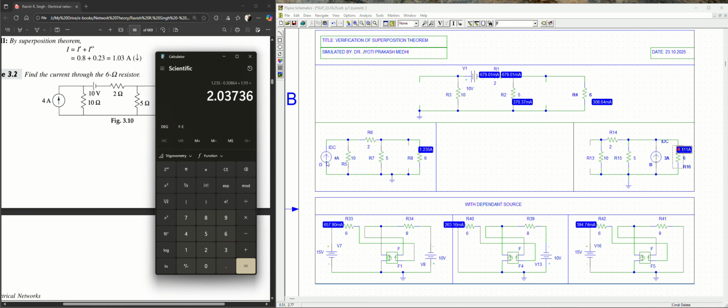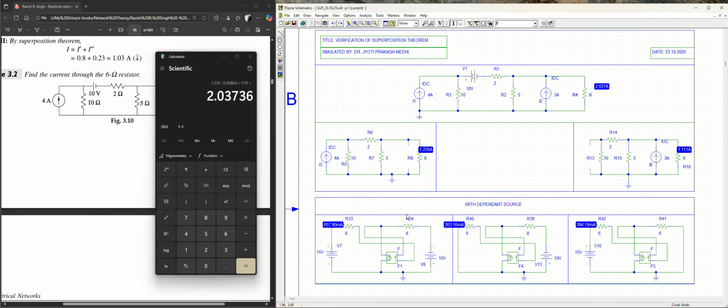If you want to verify that also, we can do it. I can get it back like this. If I run it, it is 2.037. So we have got 2.037. So the superposition theorem is verified, right?